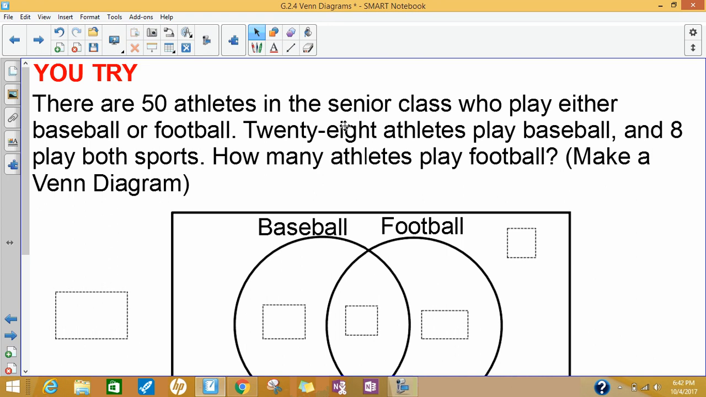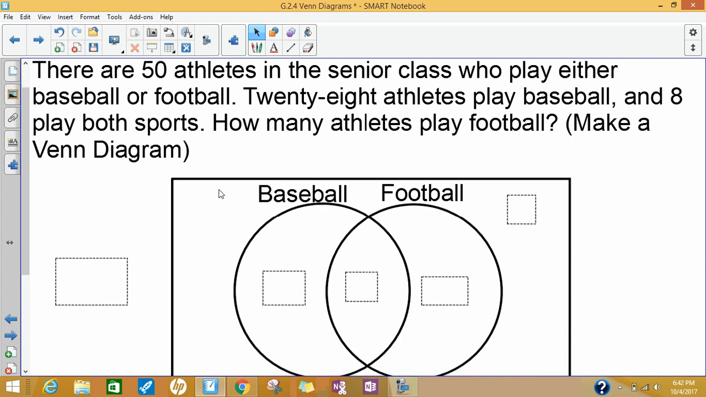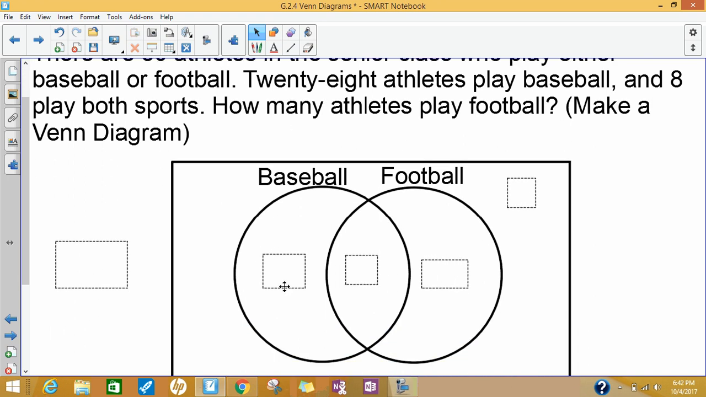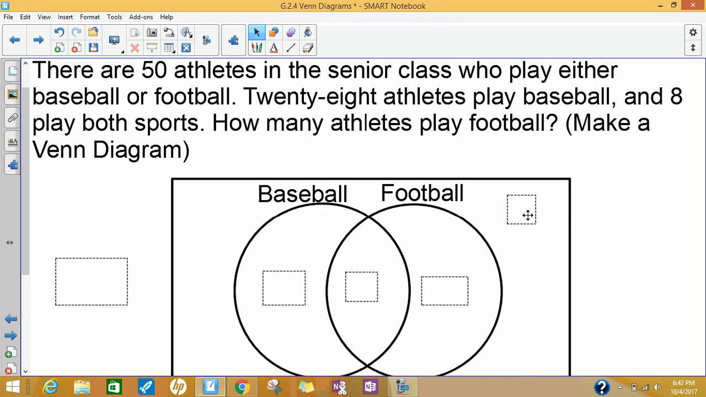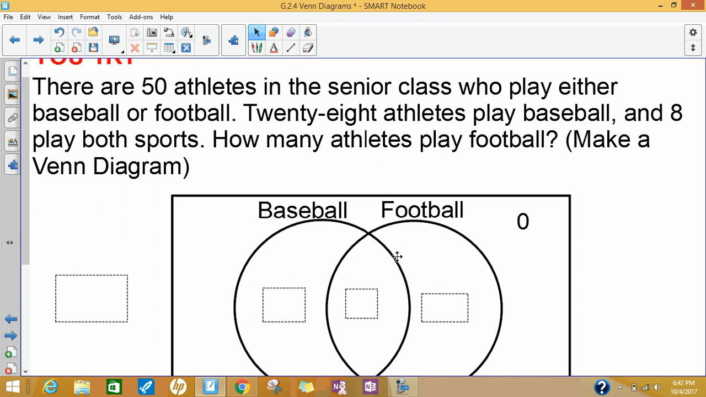So pause here, read this about the athletes in the senior class, and then give it a shot. So I have 50 athletes in the senior class who play either baseball or football. So if my box represents all the athletes in the senior class, then that means I have 0 of them who don't play baseball or football. So we're talking only about the 50 people who play baseball or football.